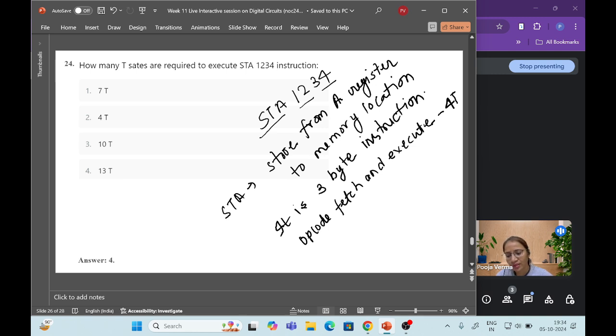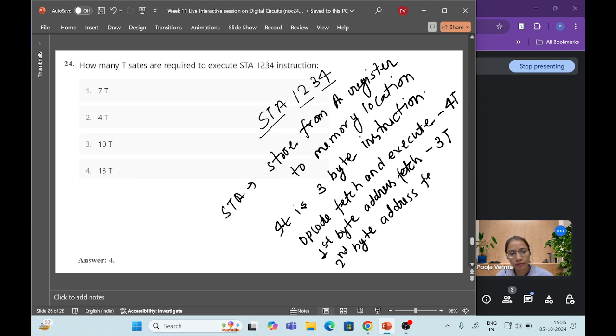Now, for first byte address fetch, 3 T states are required, and the second byte address fetch is also required. 3 T states.